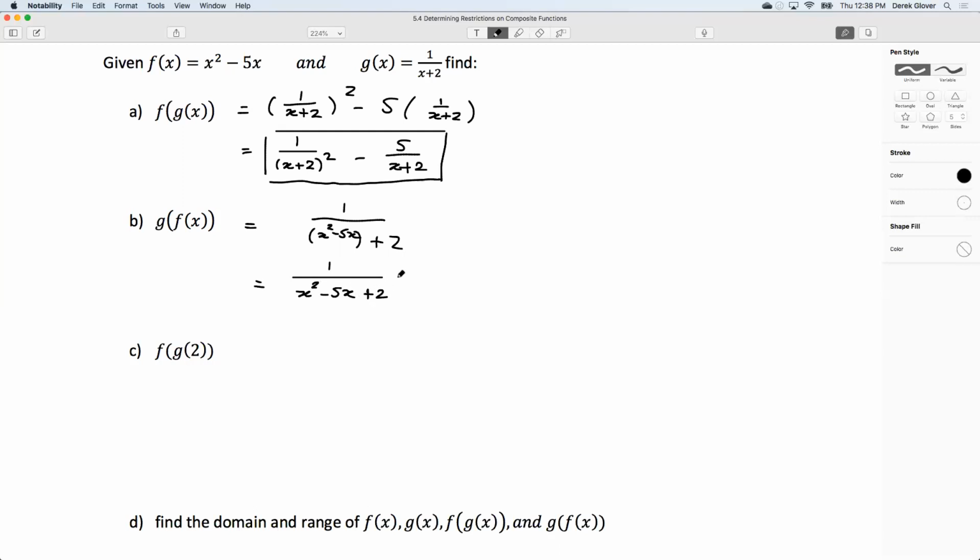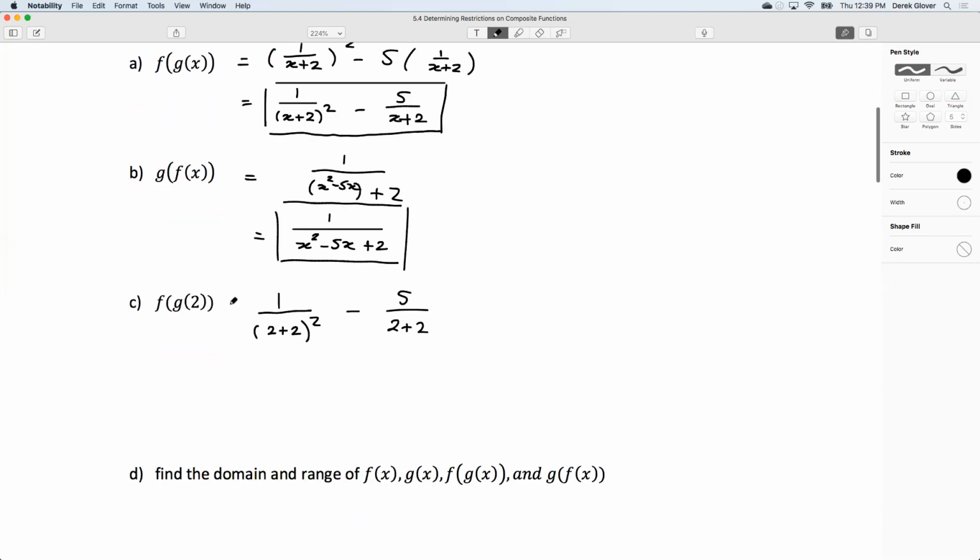All right, and the last one, f of g of 2. So we've already made f of g of x. We know what it is. It's this equation up here. So what we're going to do is just replace x with 2. So I'm going to go 1 over bracket 2 plus 2 all squared minus 5 over 2 plus 2.